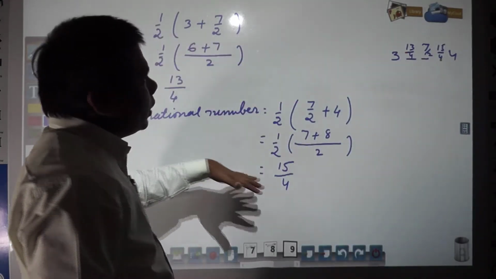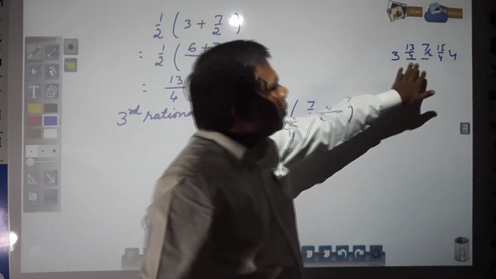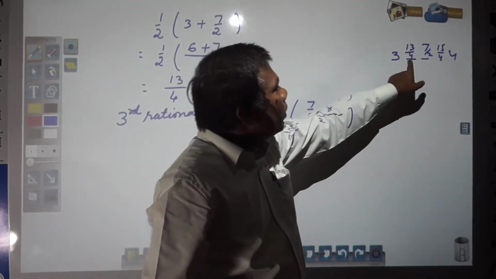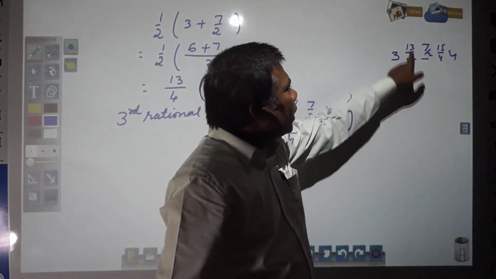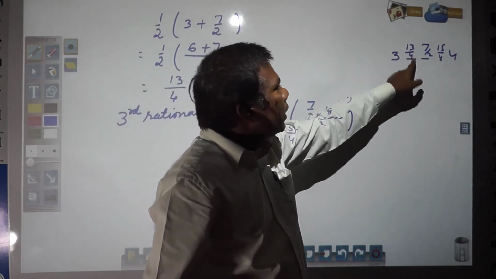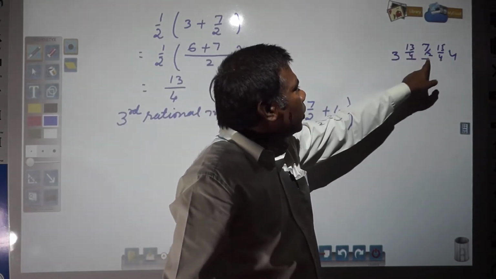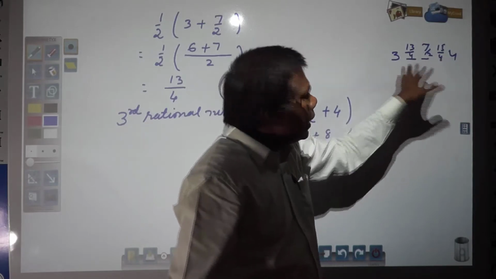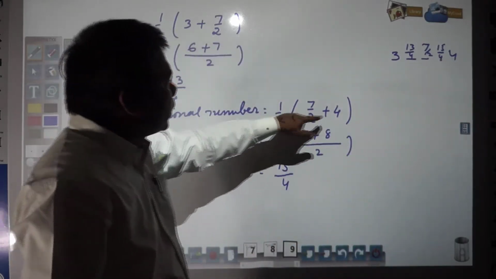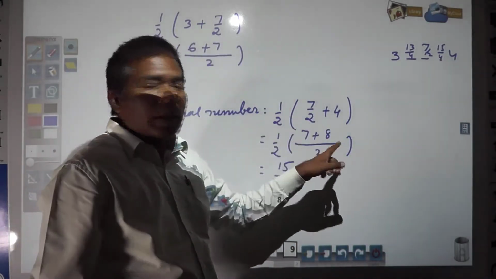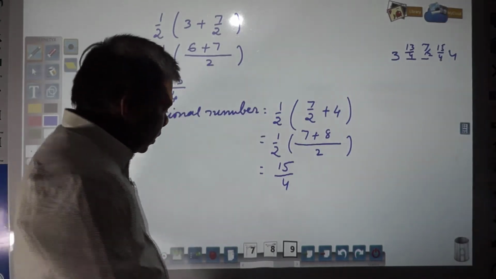So in this way you need to find out any 3. So in between either 3 and 13 by 4, or in between 13 by 4 and 7 by 2, or in between any 2, you find out by using this formula 1 by 2 (x plus y), and you will get the answer.